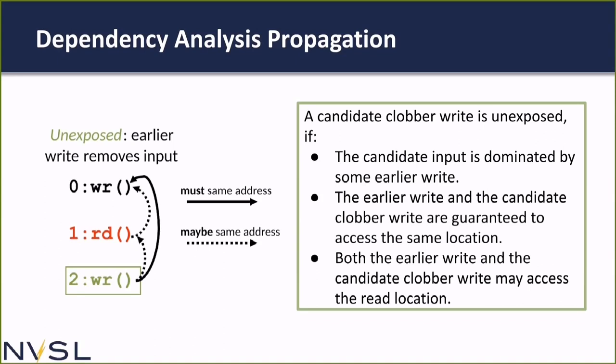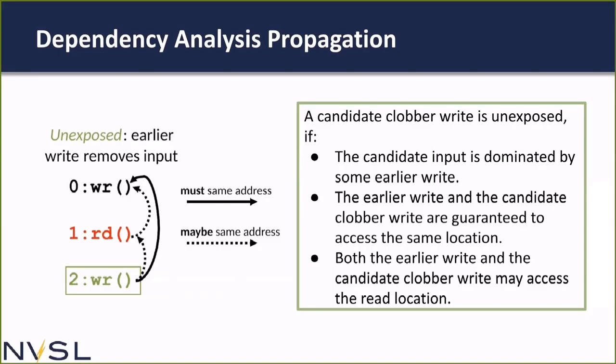In this case, the input read is dominated by a write. Because the earlier write and the read may not access the same location, the read is considered a candidate input. The subsequent write may also access the same location, and so it is considered to be a candidate clobber write. But both writes are guaranteed to access the same location through alias analysis. So as a consequence, if the later write overwrites the read, the read cannot be a real input because it will be dominated by the earlier write.